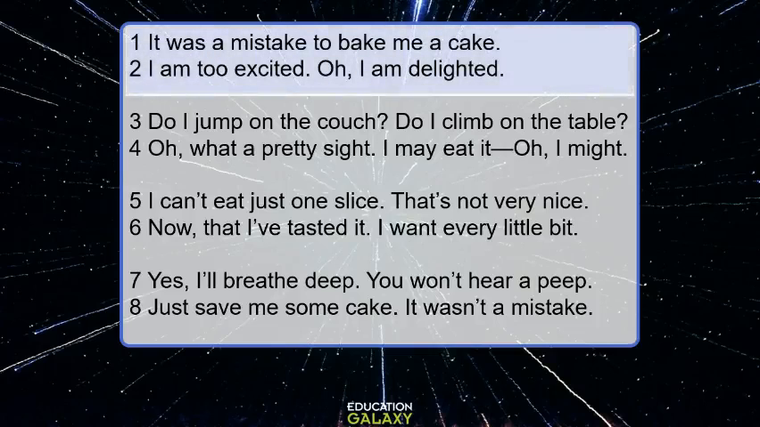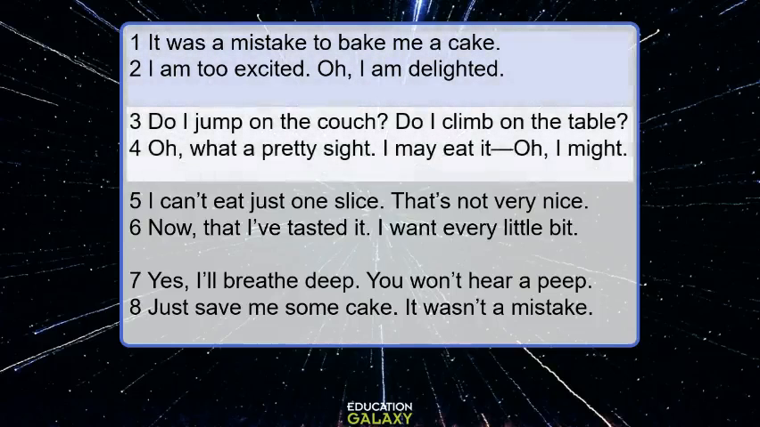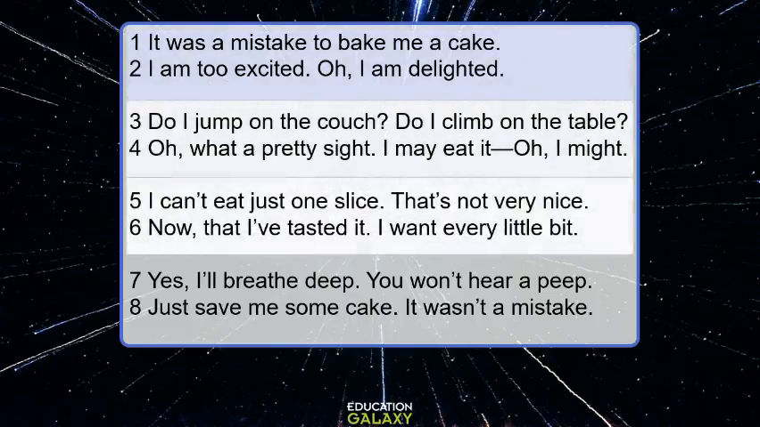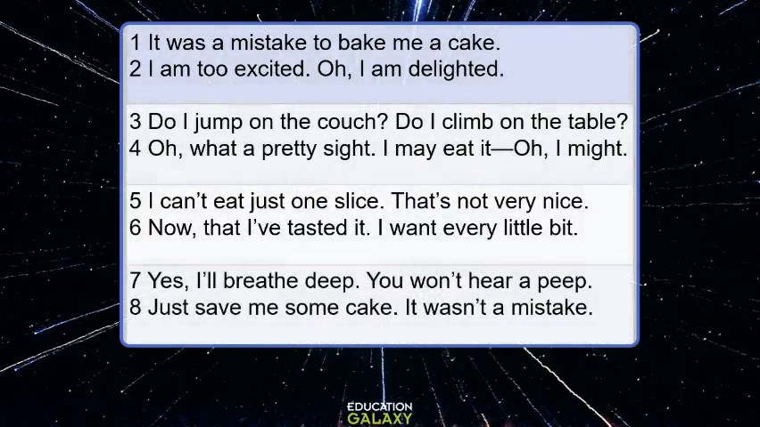The first stanza talks about how the speaker is feeling about the cake. The speaker is excited and delighted. And in the second stanza, the speaker is confused about what to do. In the third stanza, the speaker is debating whether to eat one slice or stop, because the speaker wants all the slices. At the end, the speaker convinces him or herself to be cool.